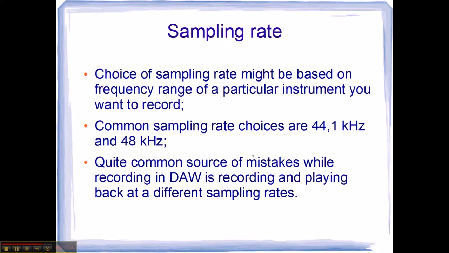The sampling rate might be a choice of the particular instrument you want to record and its frequency range, but the common sampling rates are 44.1 kilohertz or 48 kilohertz, and that's really what the human ear can hear, a frequency range from 20 to 20,000 hertz. And a quite common source of mistakes while recording is recording and playing at different sampling rates, because playing it back at a different sampling rate totally changes the pitch of the signal.